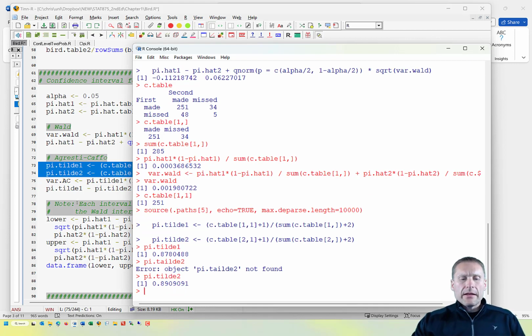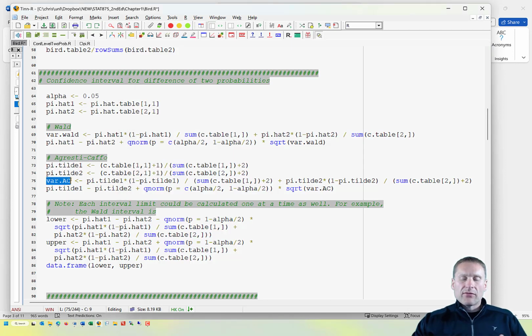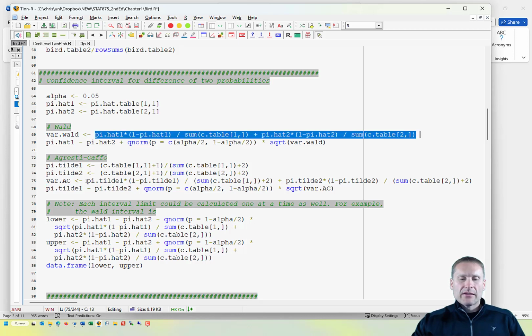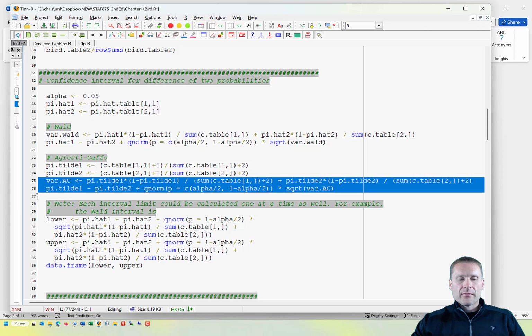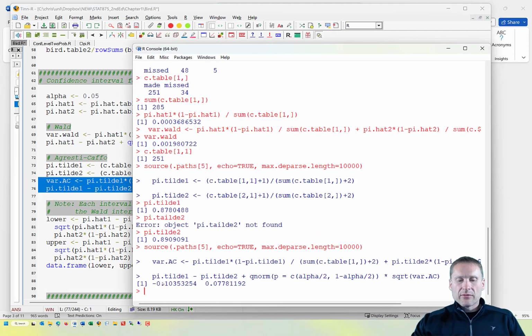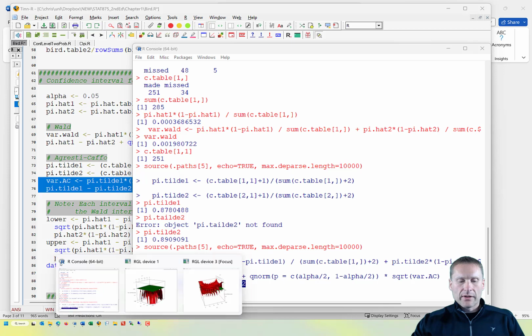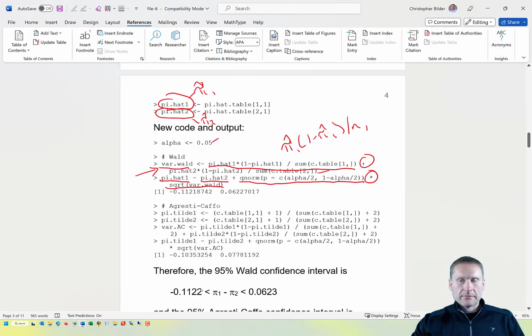Okay. Now to form that variance, called var.ac for lack of a better name, I basically have exactly the same expression here, except now I have pi tildes, and I make that small adjustment to the number of trials, the sample size for each row. Then I can form my interval as well, and here's my corresponding interval. Okay, so let's go back to my notes.